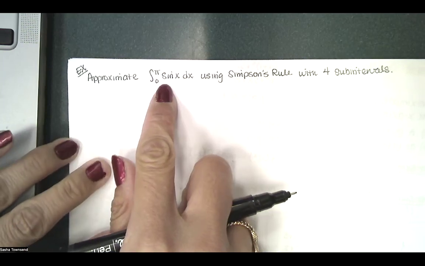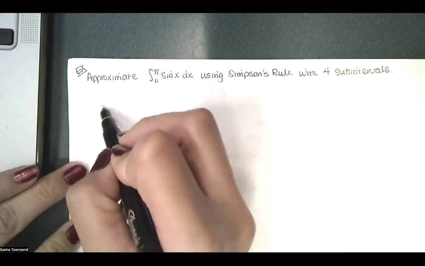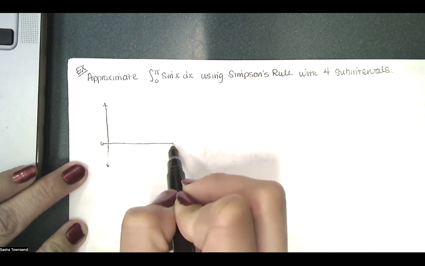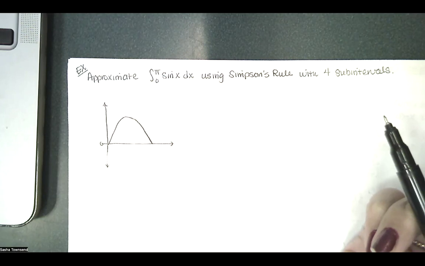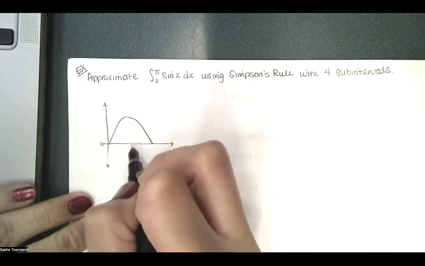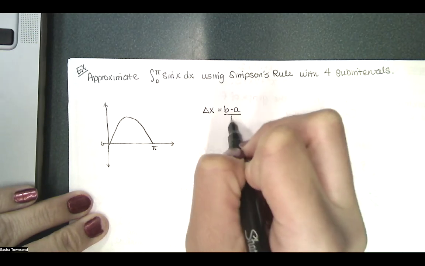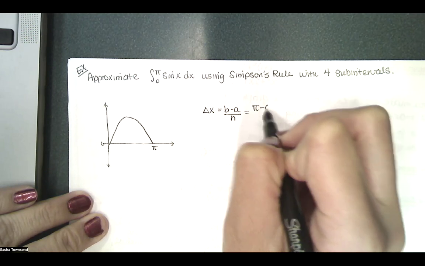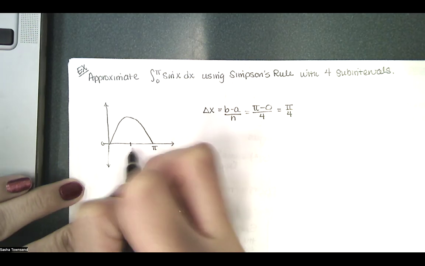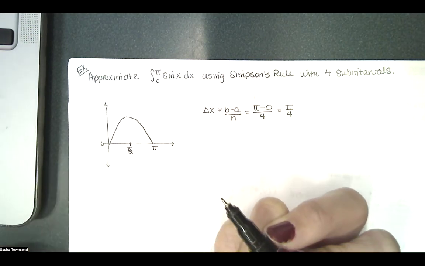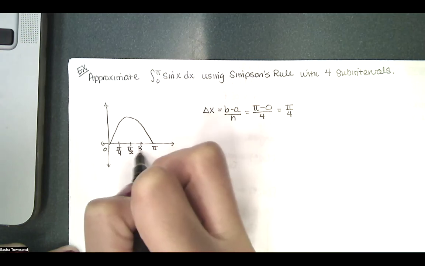And so we're going to revisit that example that we looked at using the trapezoidal rule. We've got the integral from 0 to pi of sine of x. We want that area under the curve, and we want to use 4 subintervals. We're only using 4 because it makes our calculations a little bit easier. So if delta x is b minus a over n, that's going to be pi minus 0 divided by 4, or pi over 4. And so half of that interval is pi over 2. Then we'll take half of that to get pi over 4, and then this is 3 pi over 4.